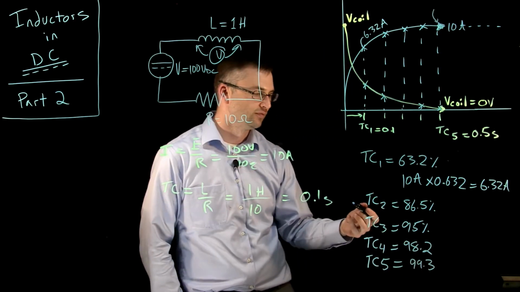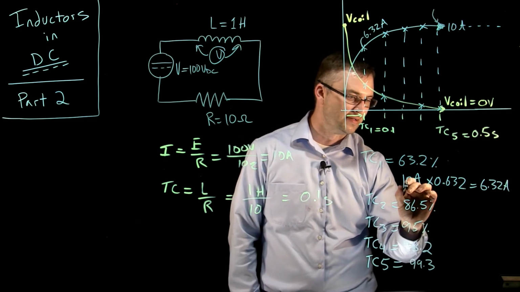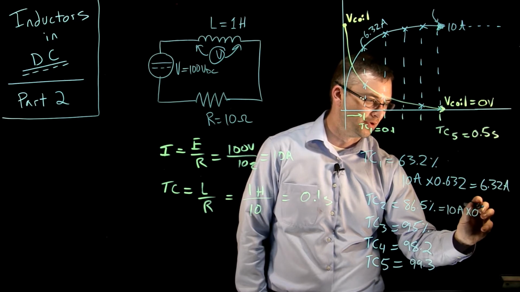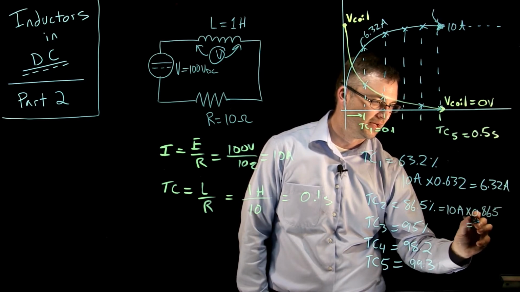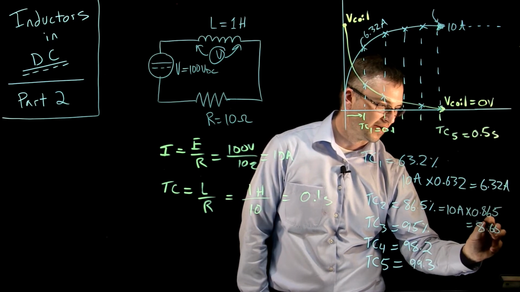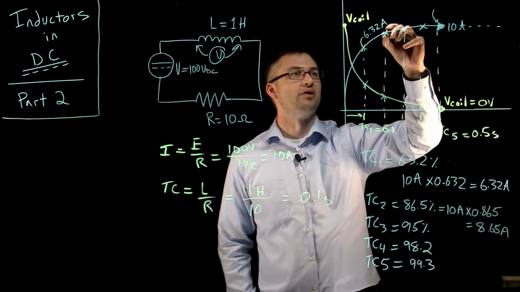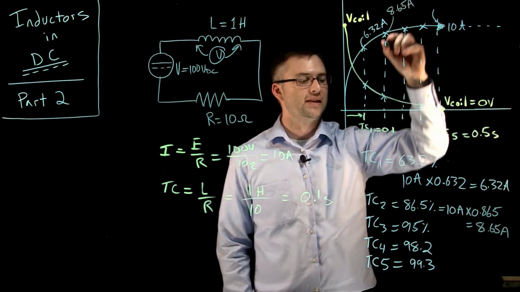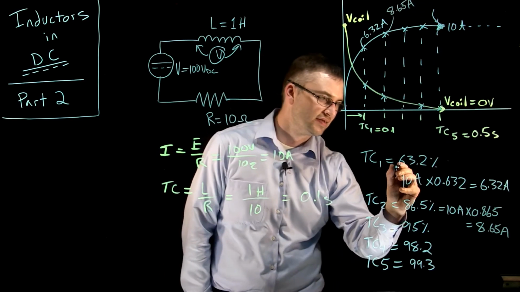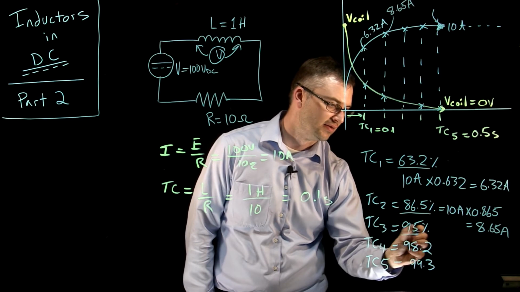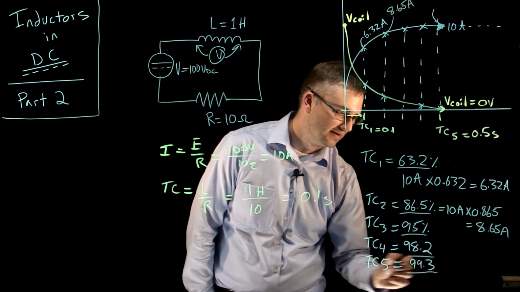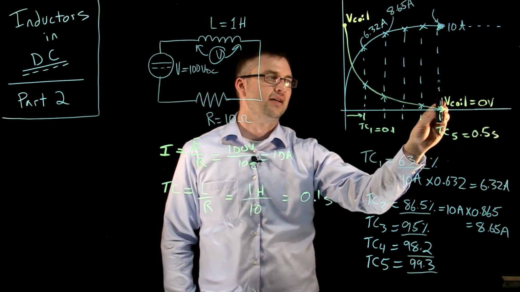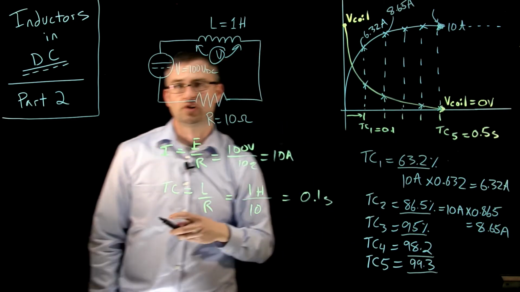And so the calculation will be the same. Take our 10 amps, multiply it by 0.865, and we would get 8.65 amps. Okay, and that would be the value of current that's flowing at the 2nd time constant. Okay, and so we would just follow through these values: 63.2, 86, 95, 98, and then 99%. And we can easily calculate how much current is present in the circuit at each time constant along that way.